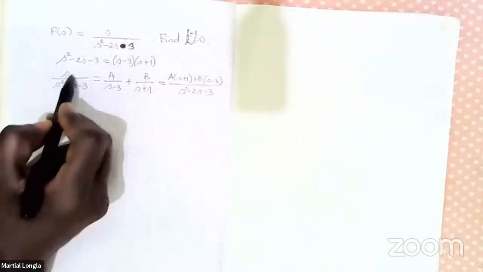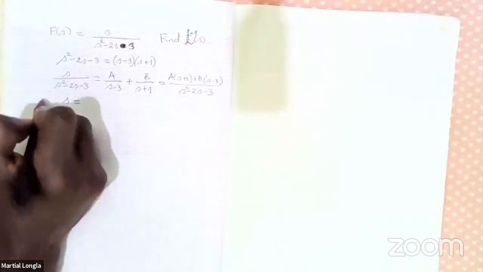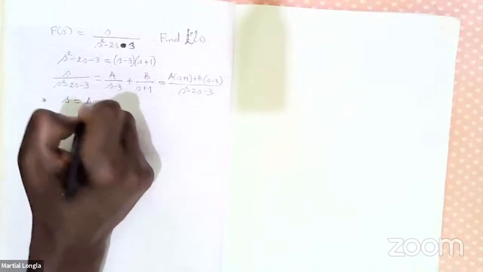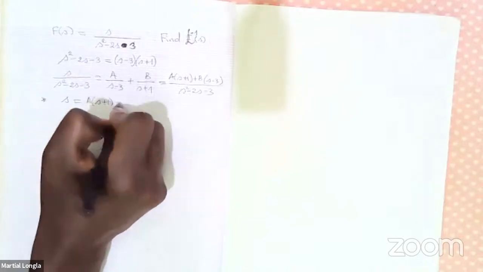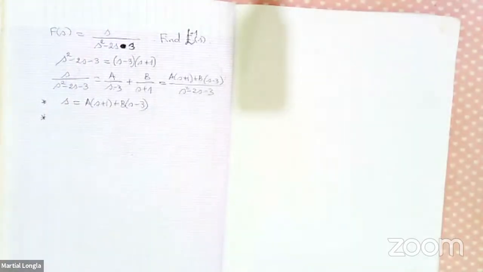So now you set the numerators equal. This equals s. So s equals a times s plus 1 plus b times s minus 3. And then on the next step, you choose the numbers that you plug in to get zeros for some of the coefficients. So what are the numbers that make the coefficient 0 here?